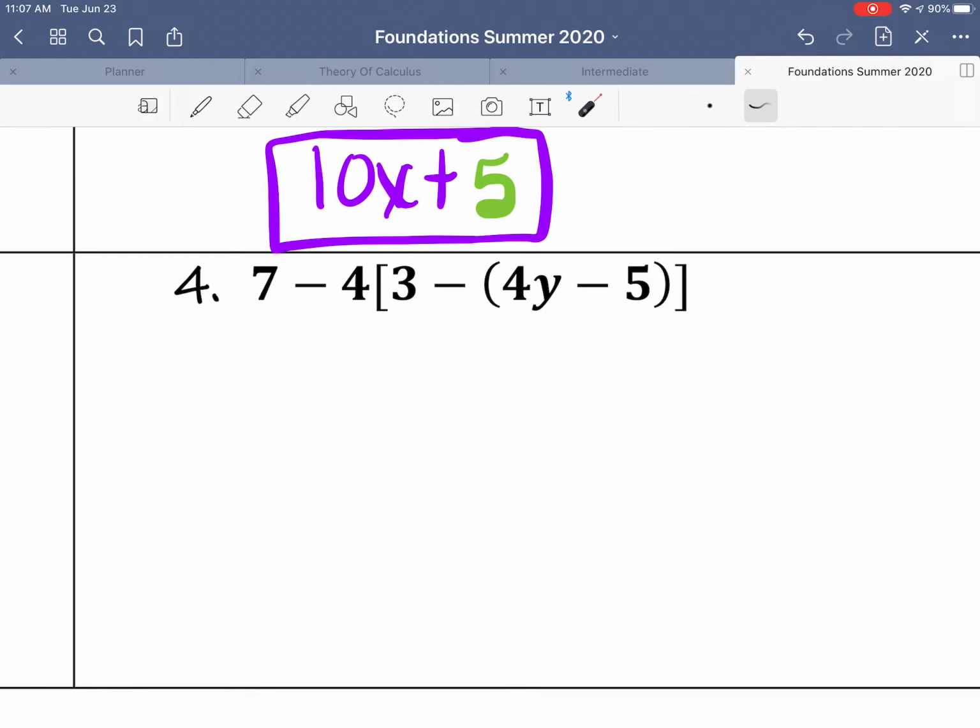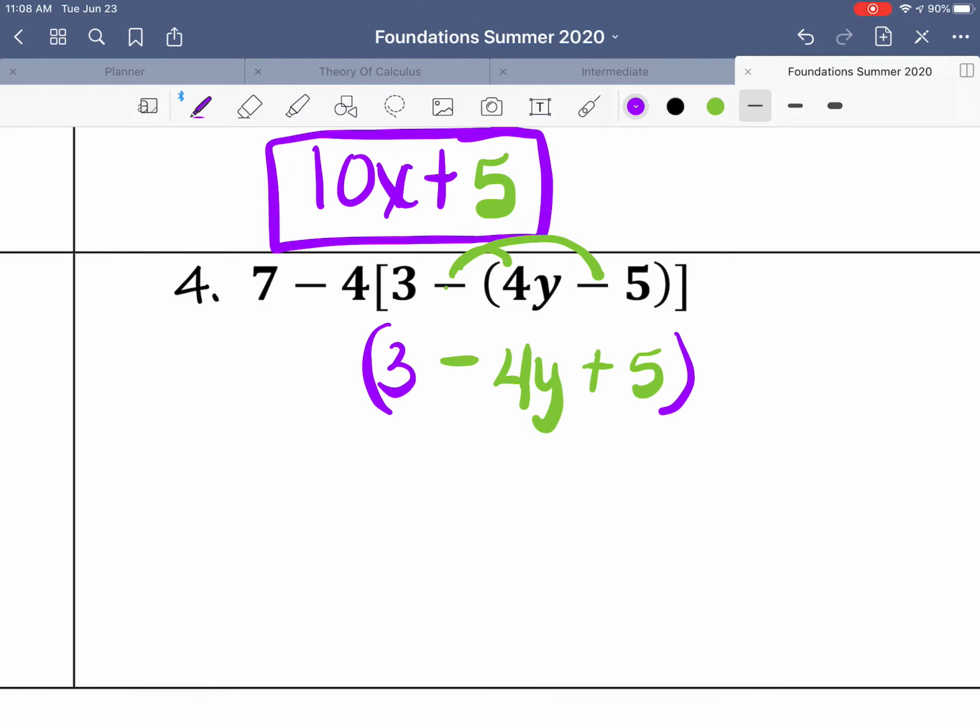Last one up here. Ooh, this is fun. We have a parentheses inside of a parentheses. So I'm going to start here, see if I can simplify anything. I cannot. Outside there's a negative, so I am going to distribute first. Negative times negative is a positive. And then I'm going to write the stuff that I have not changed.